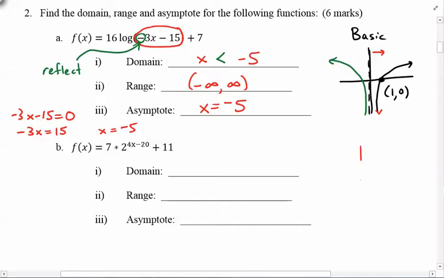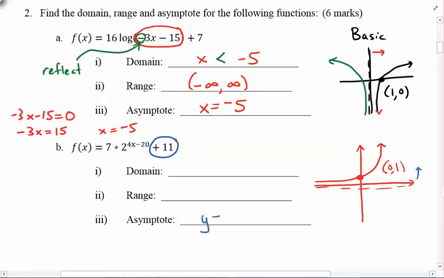To find the domain and range of an exponential function, we've got to realize that the exponential is the inverse of the log. So instead of having a y-axis asymptote, it has an x-axis asymptote. Instead of going through the point (1, 0), it goes through the point (0, 1). So the only way that we could change the position of the asymptote is by moving the graph up and down, which is done by the vertical translation.